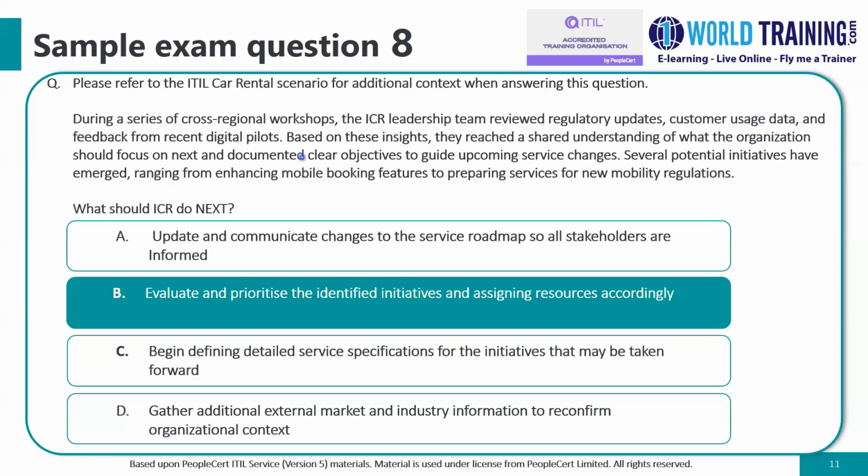Then choice C, begin defining detailed service specifications for the initiatives. This is from the design stage, not even discover. Choice D, gather additional external market and industry information to reconfirm organizational context. This is already done in the question. So the context review, regulatory updates, customer usage data, pilot feedback, those things are already done.